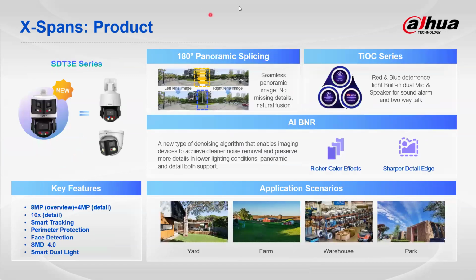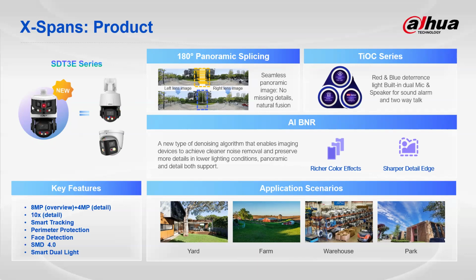Then we have the following. That is the X1 series. That is the SDT3E series. Same case applies. You can see from this particular point, we have a TIOC Duo camera plus a PT camera over TIOC. In this case, these two combined come up with this SDT3E series. The PT function is put alongside this dual lens at the top.